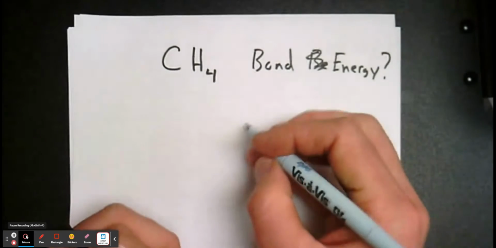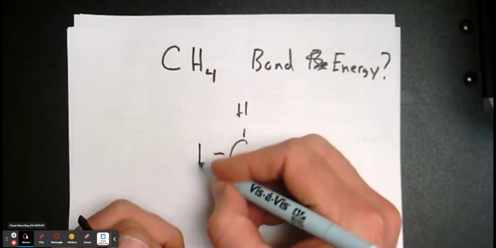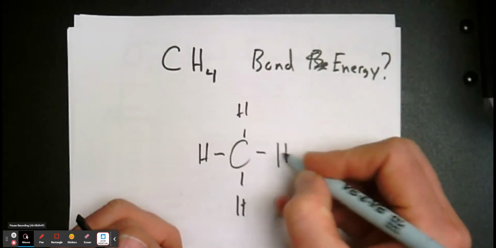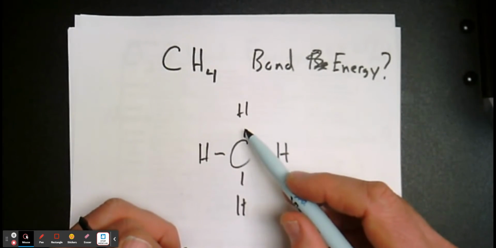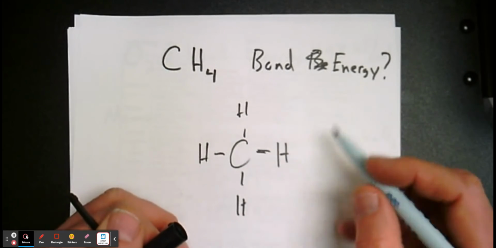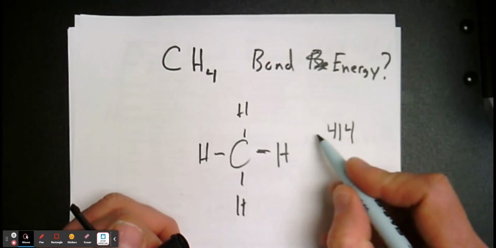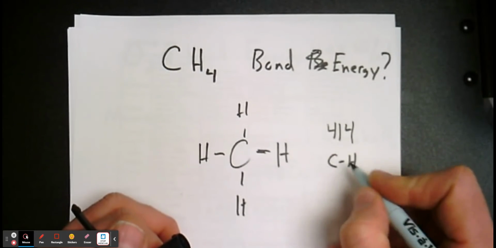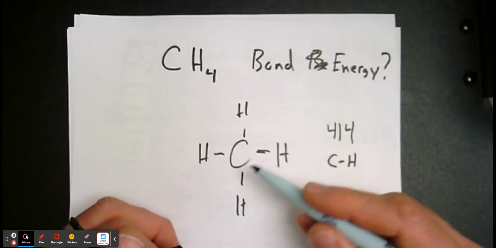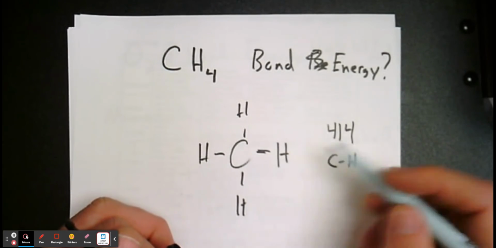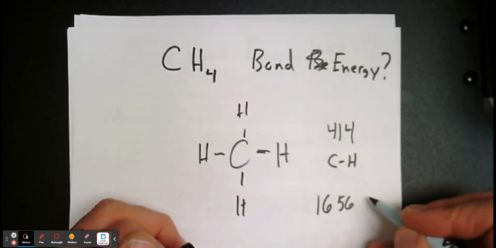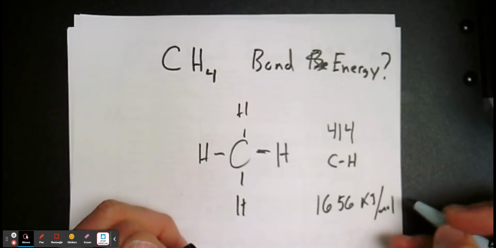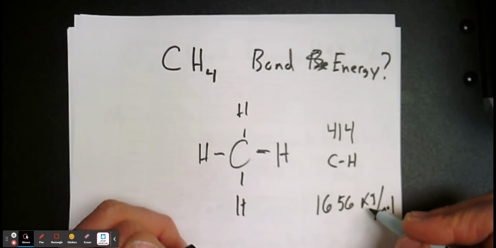What about methane? Does methane have a bond energy? The answer is no, because methane is this. Each one of these has its own bond energy, each bond between carbon and hydrogen, and that's 414. All right. So the total amount of bond energy in a methane molecule would be 1656 kilojoules per mole, estimating it. All right.